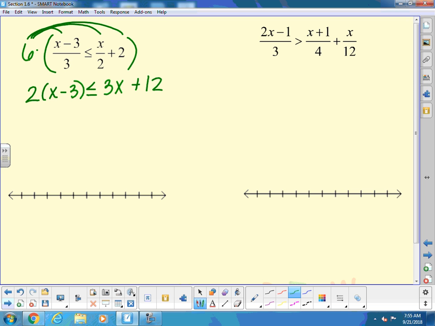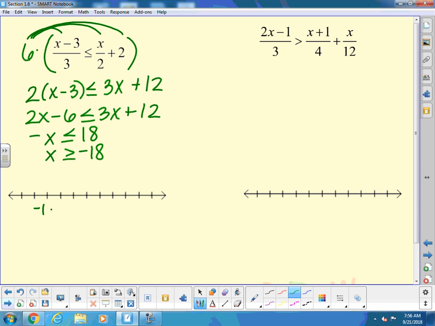So first step made it a whole lot easier to solve. Now it looks like the previous problems. So I can distribute. Let's see, I'm going to move my 3x over here, so it'd be negative x. I'll move my 6 over, so it's going to be positive 18. Divide both sides by negative 1, it's going to flip my sign. So x greater than or equal to negative 18.